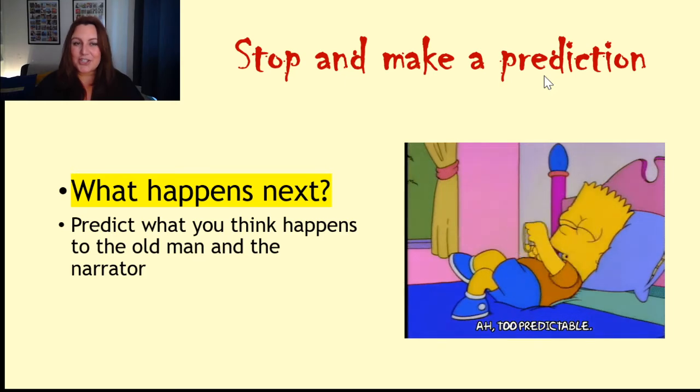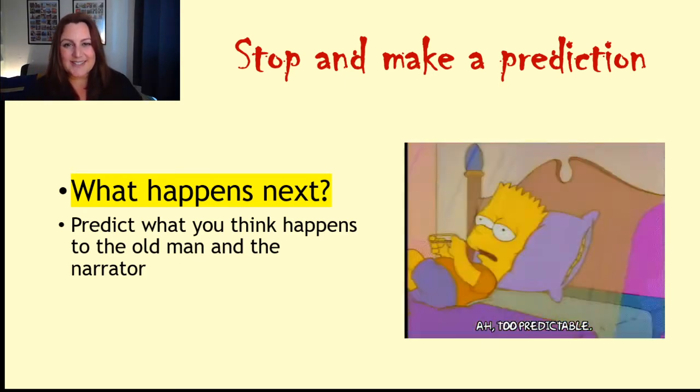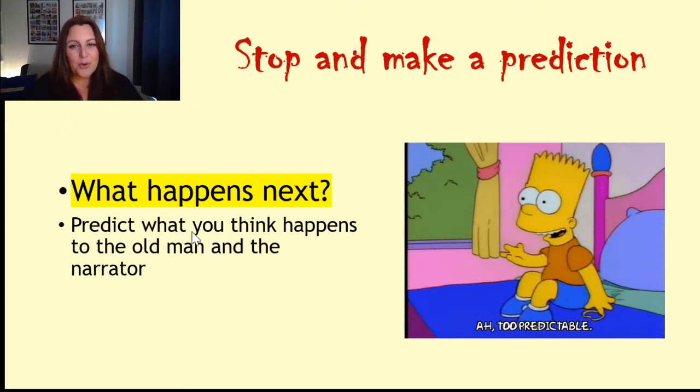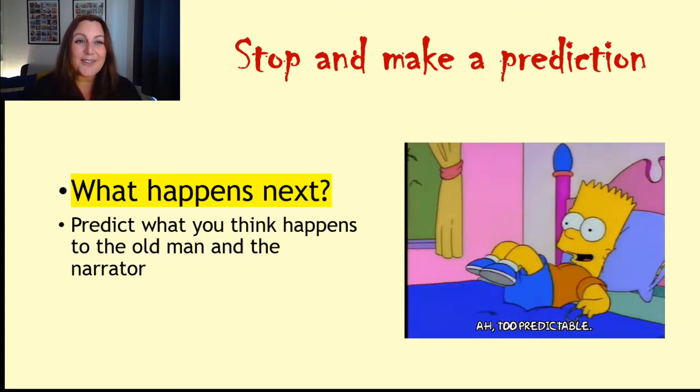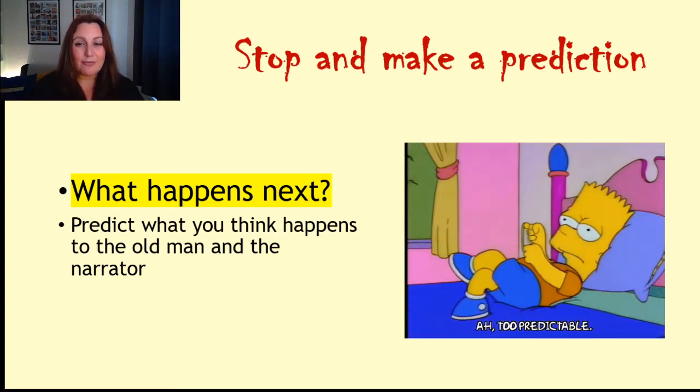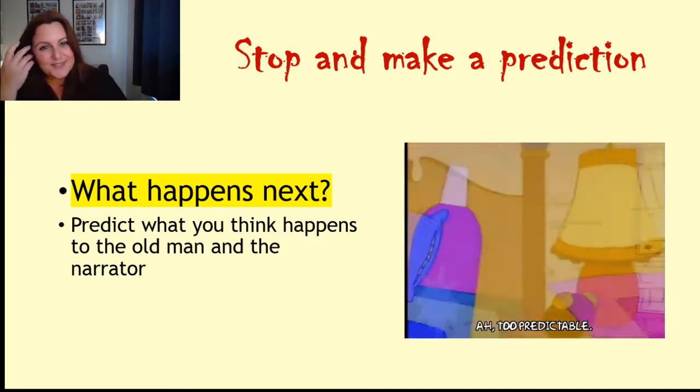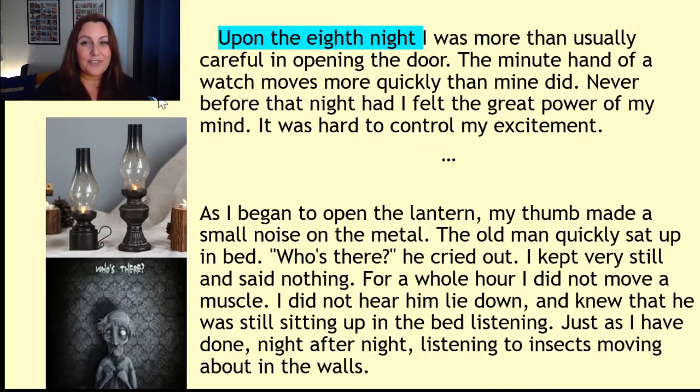At this point, I would like you to make a prediction. A prediction is when you guess what is going to happen next. So, what do you think happens to the old man and the narrator? Write it down. Pause the video and write down what you think happens next. Go. Okay, hopefully you paused the video and you wrote down what you think happens next. Let's see if you were right.